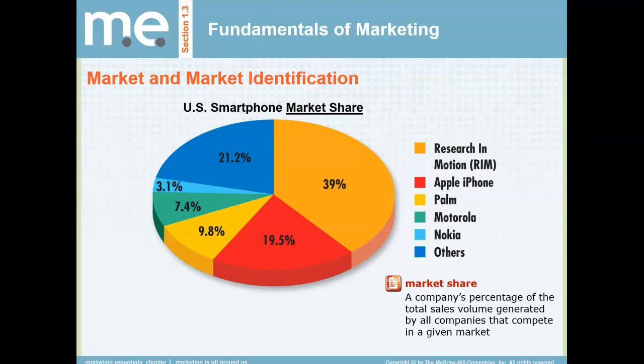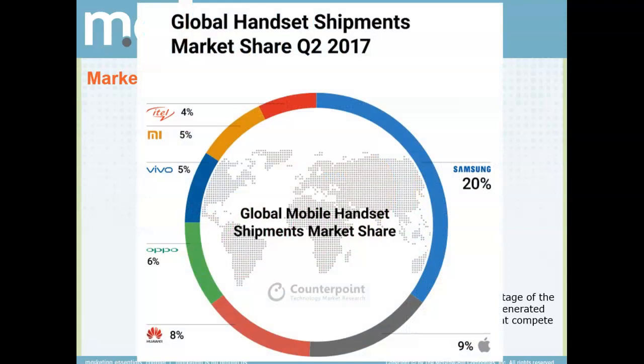All right, so this is showing you each company's market share. So Research in Motion has 39% of the total market of cell phones at this time. So Q2 2017, sometimes this information is not that easy to get. And now we're looking at all of the phones in the world.